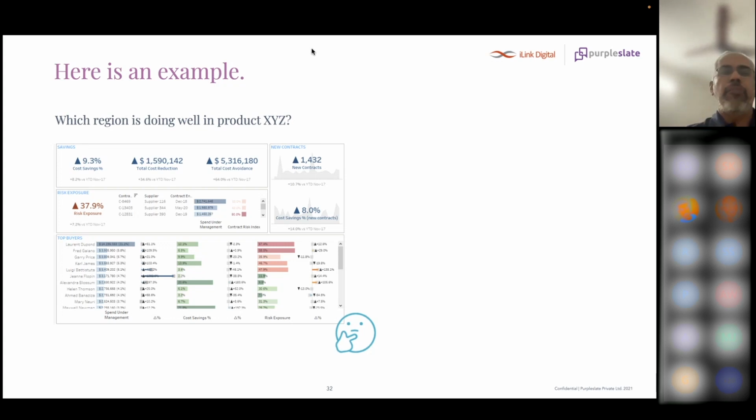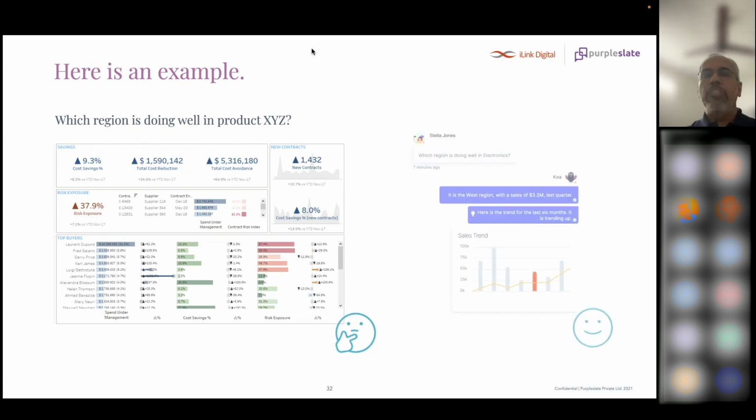The way most of us consume information today is that there are a whole bunch of dashboards and metrics, and I'm trying to interpret these dashboards to get an answer. Instead, can we just have pointed answers like this? Hey, which region is doing well? By the way, it is this particular region, with this amount.